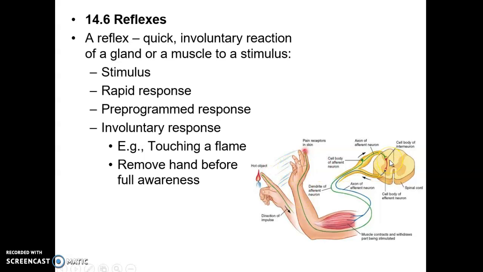Now the interneuron will also synapse with a sensory afferent neuron that's going to go up an ascending tract in the white columns, if you remember that, up to the brain. Your brain interprets, ow, that hurts. What could that be from experience? Ooh, fire, ouch. And then your brain is sending a motor command down to pull away, but you've already pulled away because the reflex arc is faster, a quick, pre-programmed involuntary response.